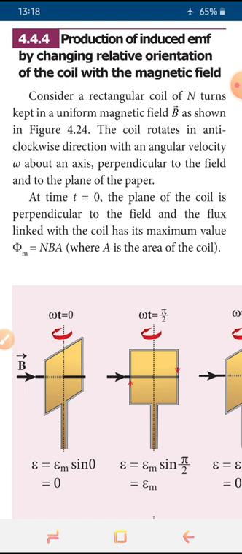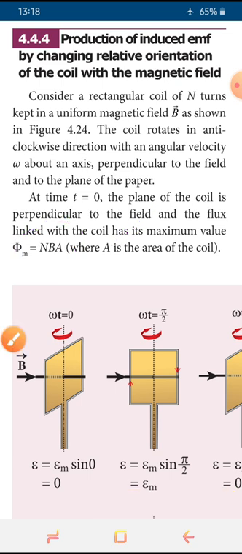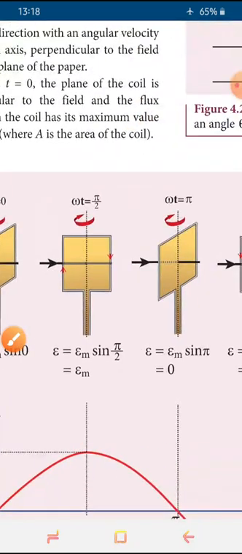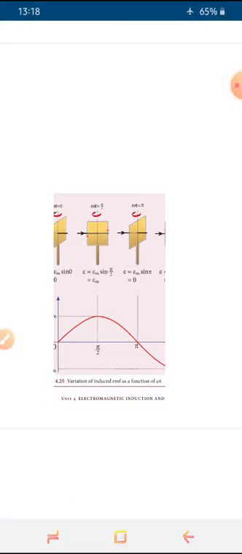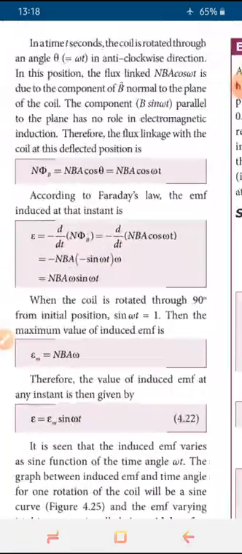At time t equal to 0, the plane of the coil is perpendicular to the field and the flux linked with the coil has maximum value. The value of flux phi m is equal to NBA, and here A is the area of the coil. So what is A? A is the area of the coil. Here everything is given. So first we'll see the theory part of this.